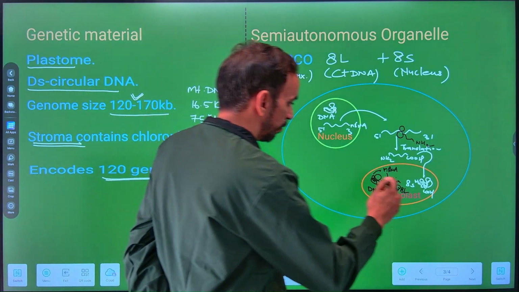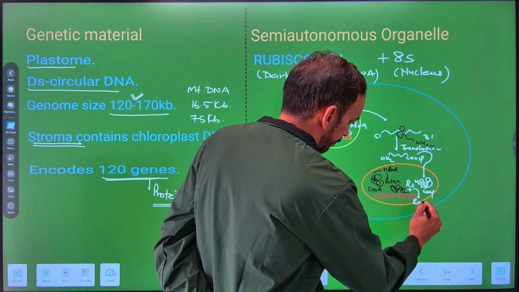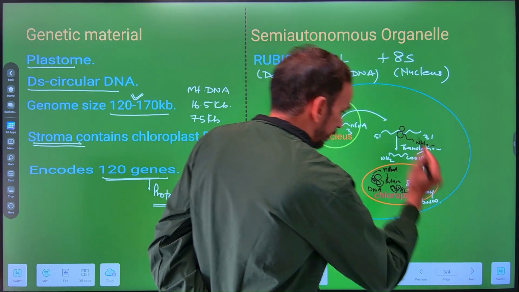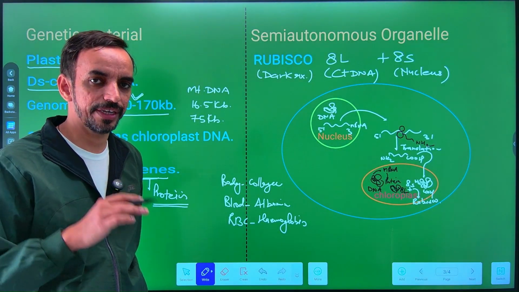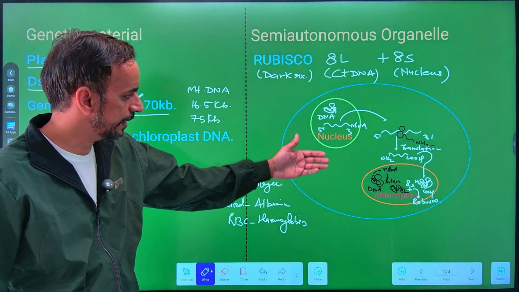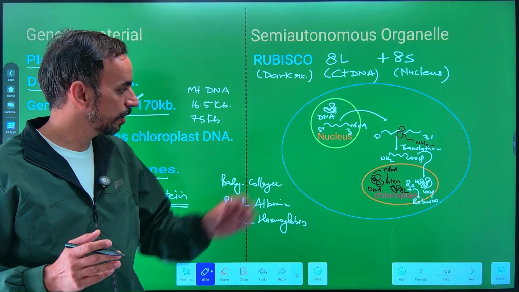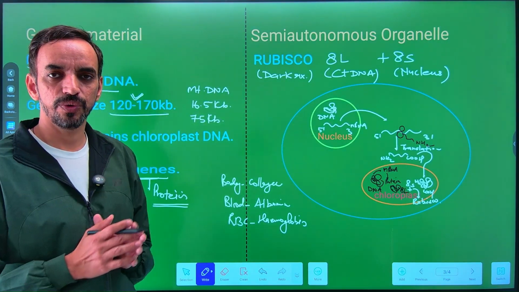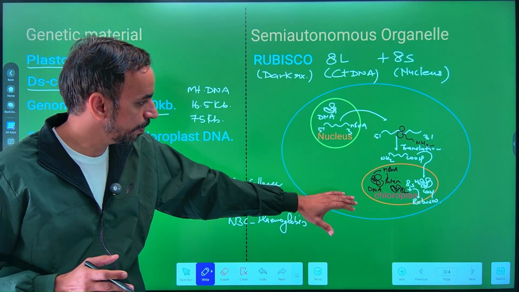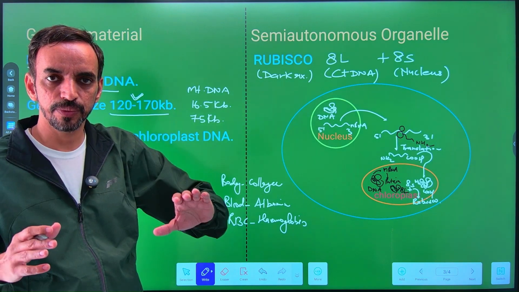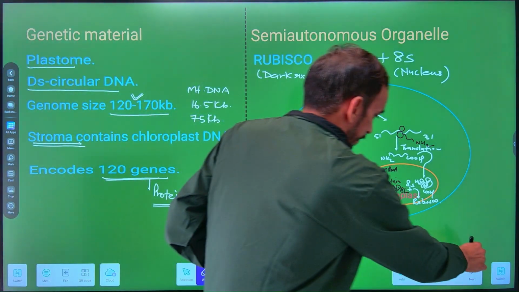Now, these 8 small and 8 large subunits together form a functional RUBISCO enzyme, which is the important enzyme of dark reactions. So in this way, we can say that even for a complete, functional RUBISCO, the chloroplast depends upon the nucleus for its smaller subunits. So we can say the chloroplast depends upon the nucleus for some of its proteins. That's why it is a semi-autonomous cell organelle.